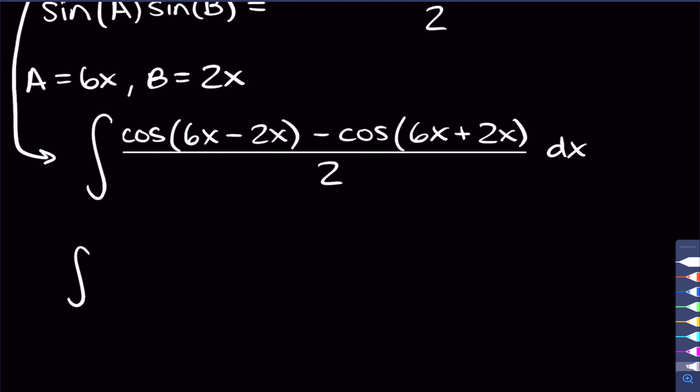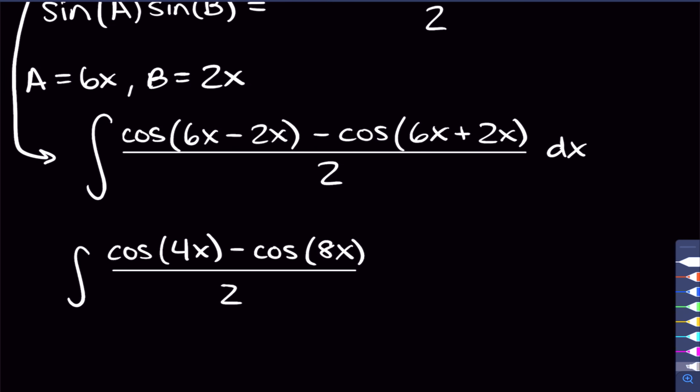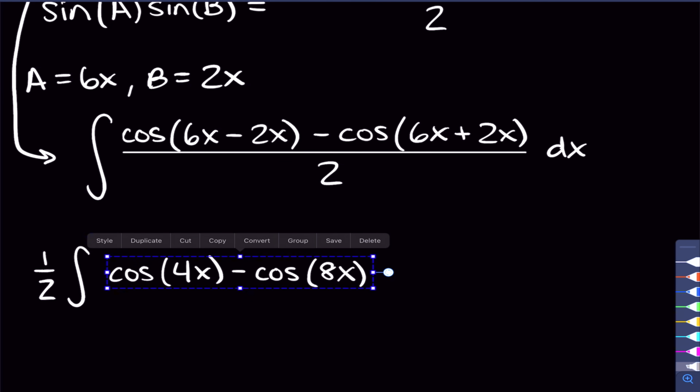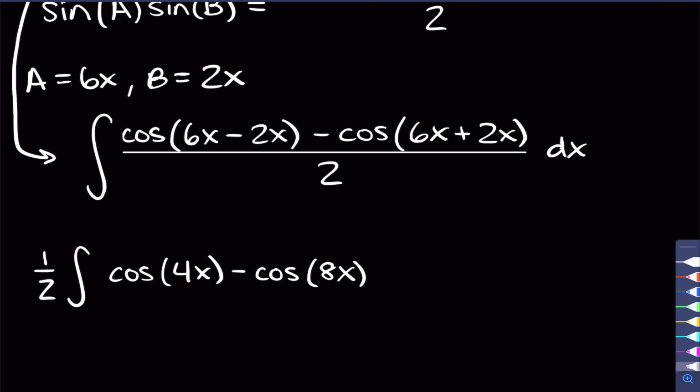This will be the integral of cosine of 4x minus cosine of 8x all over 2. And actually what you could do, if you don't need to write it that way with the 2 still in the integral, is bring that over 2 outside of the integral as a 1/2. Then you just have cosine of 4x minus cosine of 8x dx.